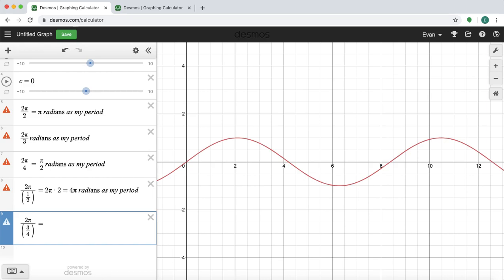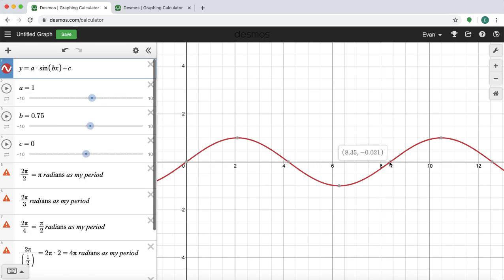And as I just said, when you divide by a fraction, it's the same thing as multiplying by the reciprocal. So times 4 over 3. And we know that that ends up equaling 4 times 2 pi divided by 3. And we know that 4 times 2 is 8, so 8 pi divided by 3 radians as my period. And that is what we found over here.